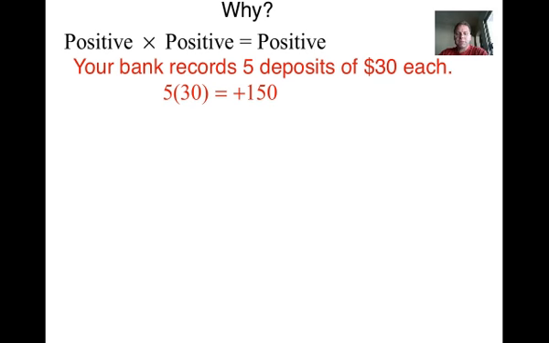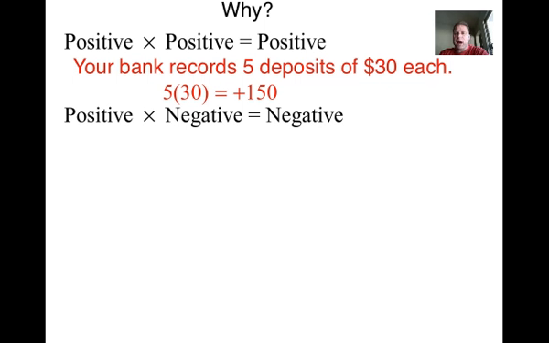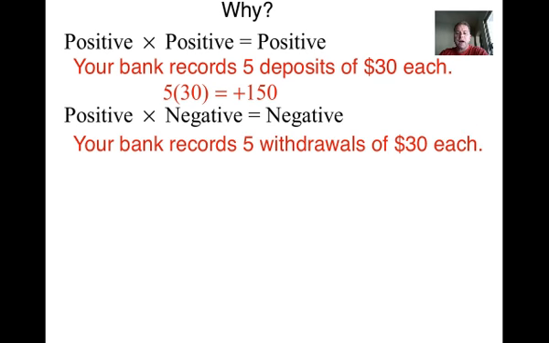That makes sense. How about a positive times a negative? How would we record that? And that comes out to a negative. That means you have 5 withdrawals of $30 each. So a withdrawal is considered a negative, and the money is $30. So you're taking out $30 each time, so that's a negative 150. That should kind of make sense to you.